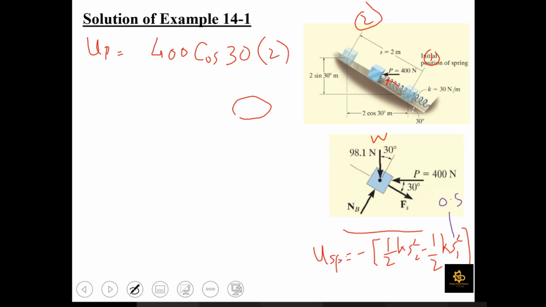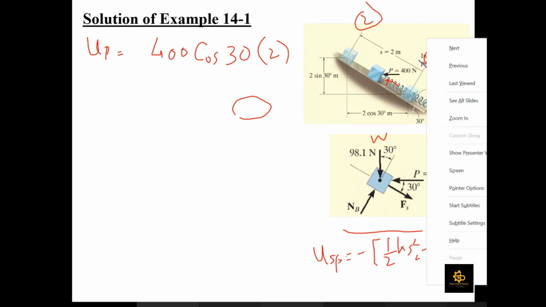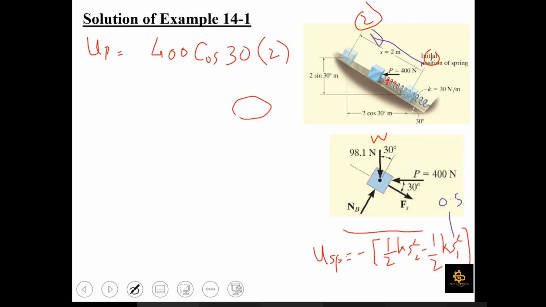Okay, what about S2? Already यहाँ तक 0.5 displace था. आप मजीद इसको 2 meters move करते हैं from position 1 to position 2. So what should be S2 then? 2.5. It is going to be 2.5.